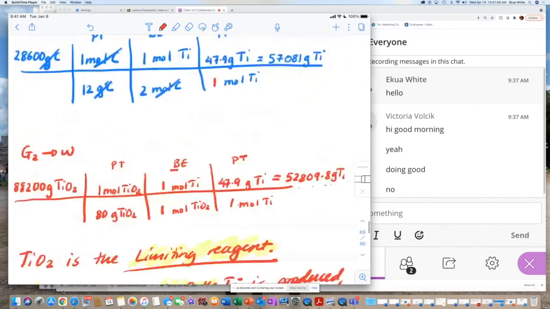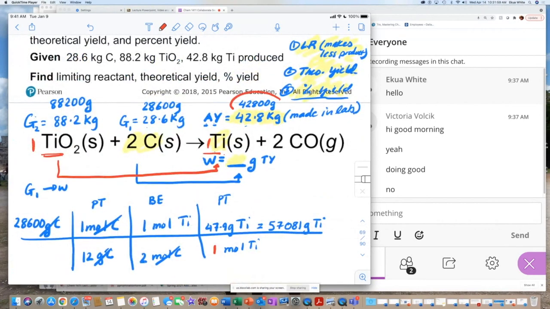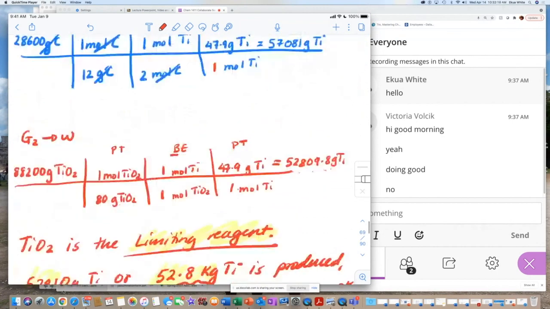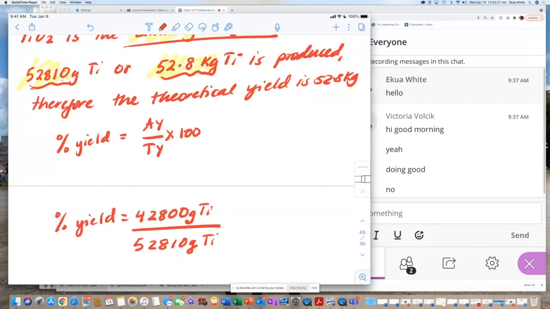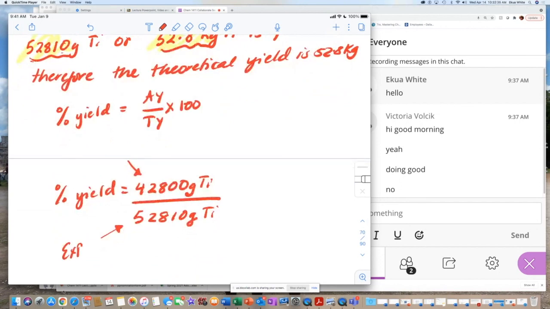what's my actual yield? The one that they said I made. Oh, this is where this number comes in. So once again, here you can use the top number or the bottom number, whichever works. Let me go ahead and I guess I'll use the top number, 42800. I'll say 42800. If I use grams of titanium, I have to divide by this amount here, 52810 grams of titanium. Okay, so they're saying that I should have been able to make this amount, but I only made this amount.